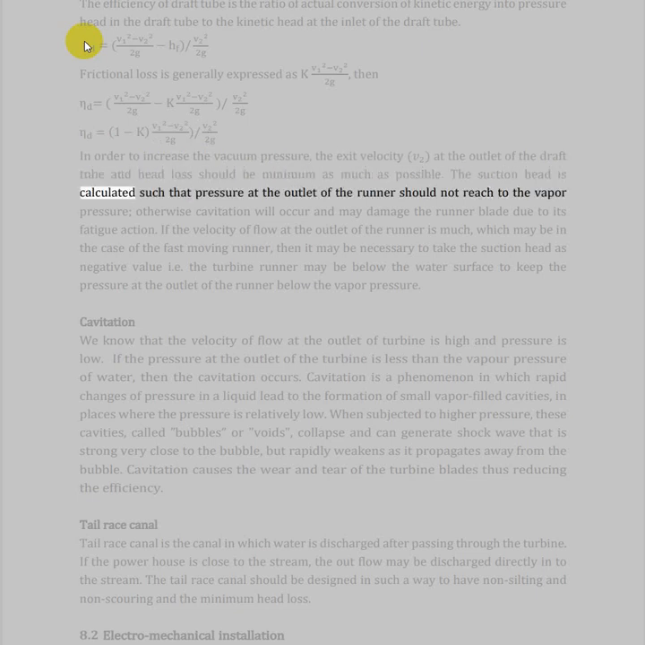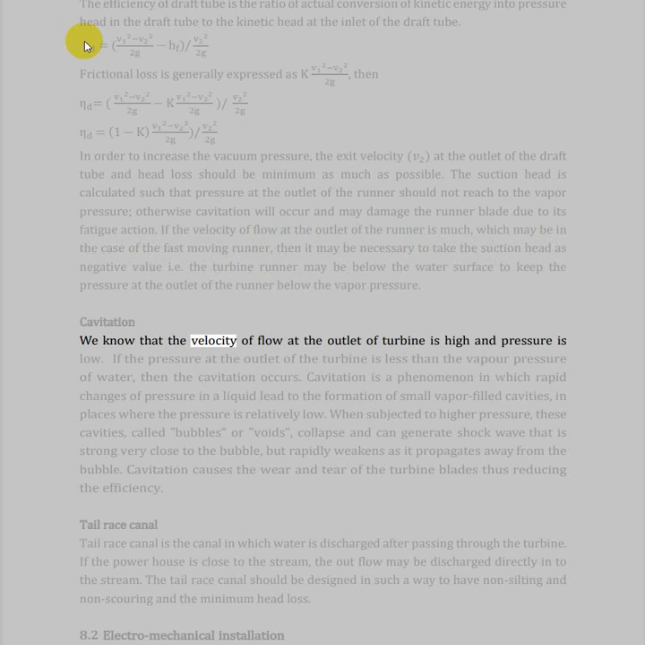The suction head is calculated such that pressure at the outlet of the runner should not reach the vapor pressure, otherwise cavitation will occur and may damage the runner blade due to its fatigue action. If the velocity of flow at the outlet of the runner is high, which may be the case with a fast-moving runner, then it may be necessary to take the suction head as a negative value, i.e. the turbine runner may be below the water surface to keep the pressure at the outlet of the runner above the vapor pressure.